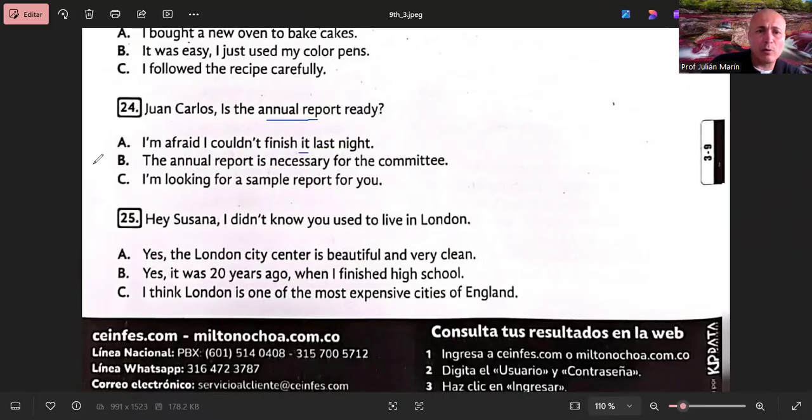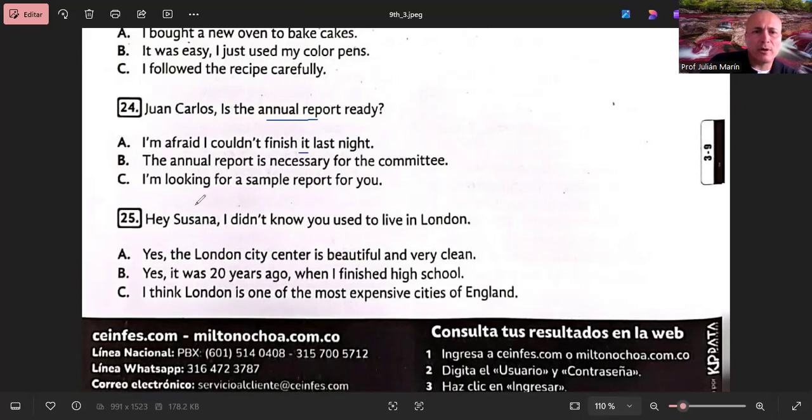B, the annual report is necessary for the committee. Now, we're talking about the annual report, but it's not really answering the question, right? So this could be a trick, right? Tricking you to choose that one. So B is not really answering the question.